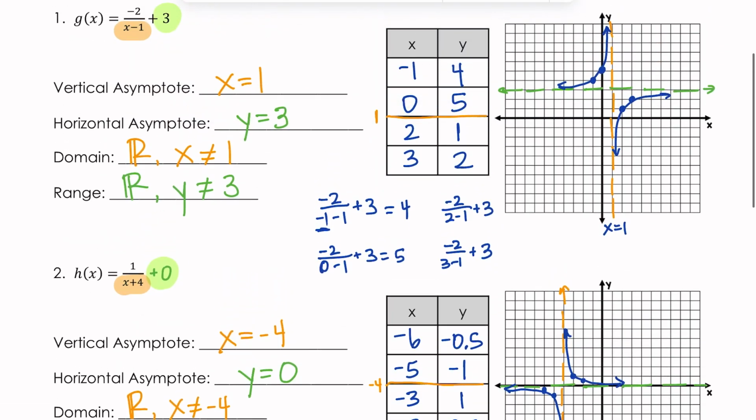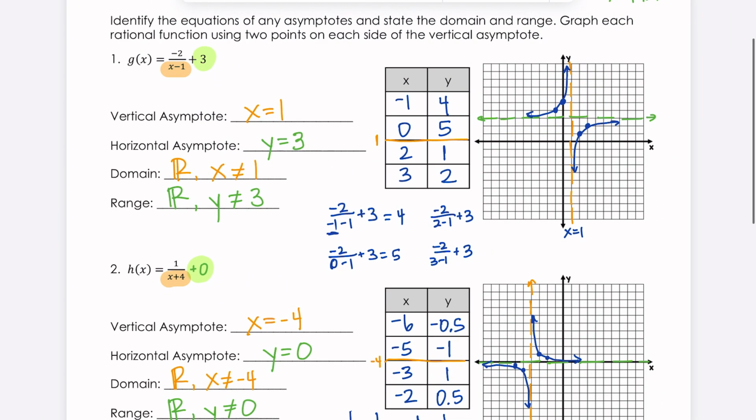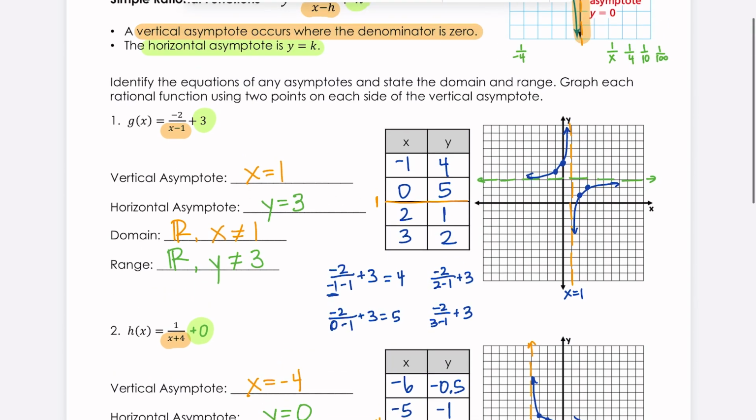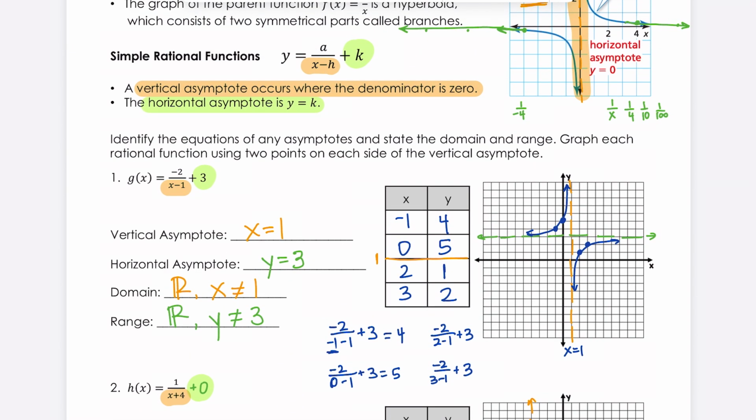Okay, and so that is how you graph rational functions if they are in the form where we don't have any x's on top. So that's what was key here. I don't know if we noticed it, but in both of our examples, we did not have an x in the numerator. We only had an x in the denominator. So this type is x is in the denominator only.